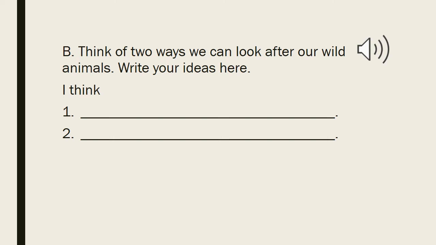For example, we should not cut too many trees because all these animals live in the mountainous area where there are so many trees. They eat from the trees, they live on the trees, their habitat is the trees, they live in the forest, right? So we should not cut too many trees, or we should look after our animals, or we should not kill these animals. There are so many things that you can write over here. So now you have to come up with something and give your opinion, give your ideas.